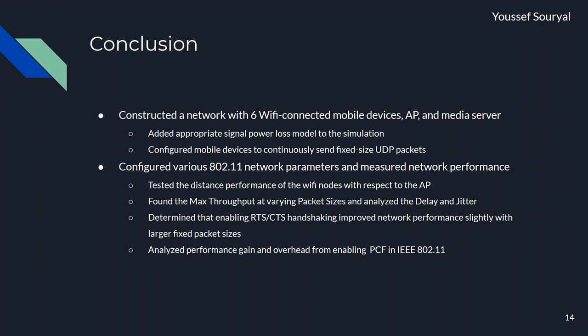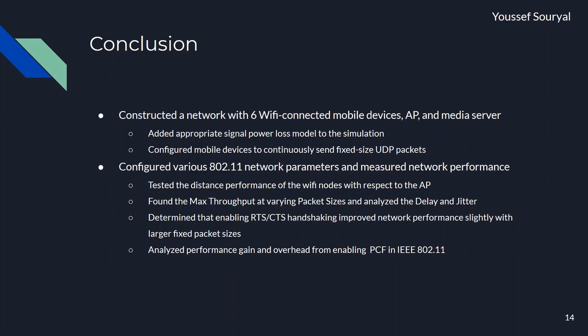We started by testing the distance performance of the Wi-Fi nodes with respect to the AP, and we found the optimum distance. We then found the maximum throughput at varying packet sizes and analyzed the delay and jitter. For that, we realized that as the packet size increased, the maximum throughput increased and the delay decreased. Then we determined that enabling RTS-CTS handshaking improved the network performance slightly with larger fixed packet sizes.